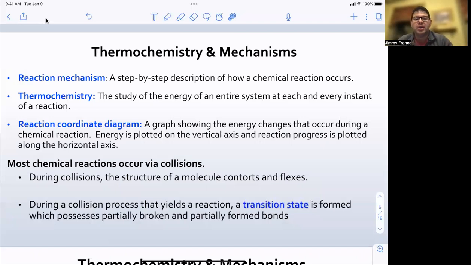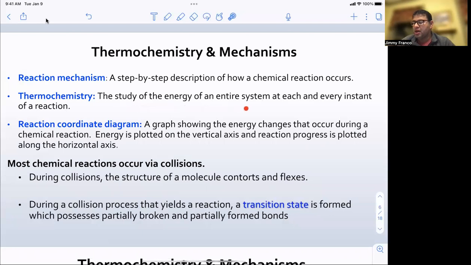These reaction mechanisms tell us a step-by-step process of how you get from one molecule to the second, right? You can almost think of it as like you're watching a YouTube video with a step-by-step process on how you build something or fix something, and it's going to show you step-by-step how we got from one molecule to the other.